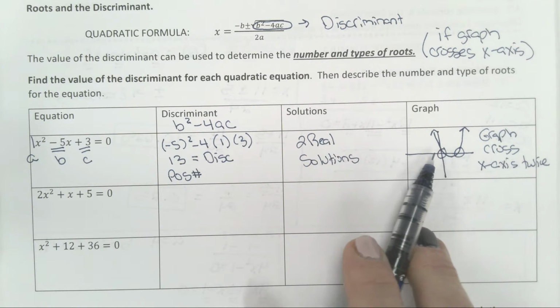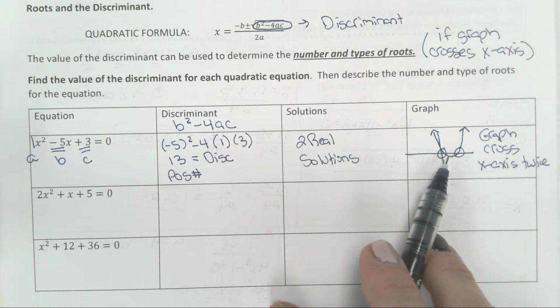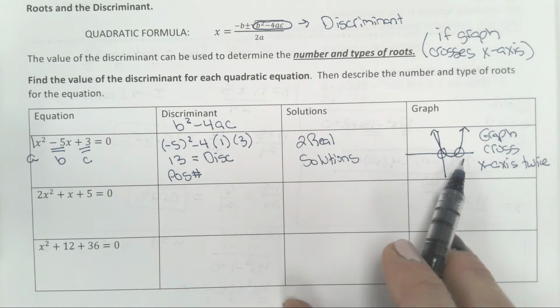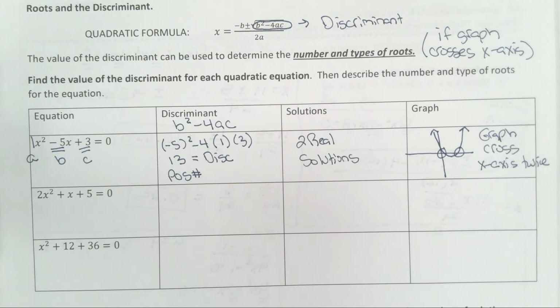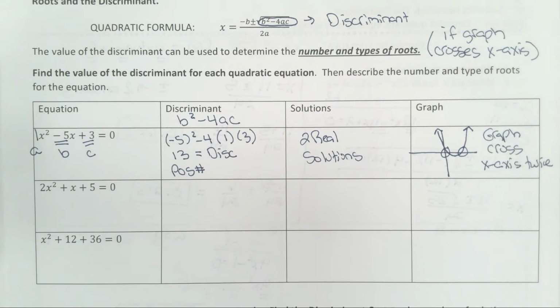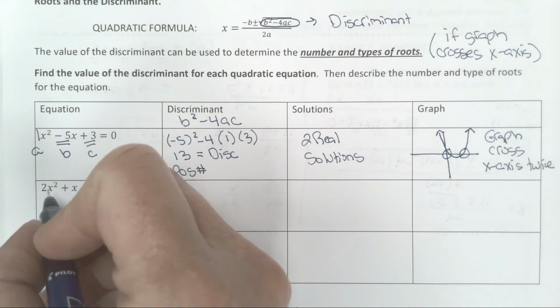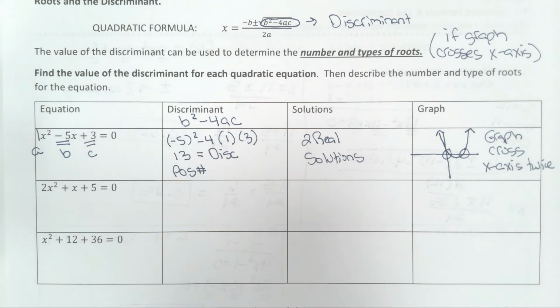I don't know where it crosses, and I don't know if it's at like an integer of 4 or if it's at like radical 13 or radical 17 or something, but I do know that it crosses the graph twice. That's what the discriminant will tell you. So that's going to help us in our upcoming graphing section. All right, so next one.